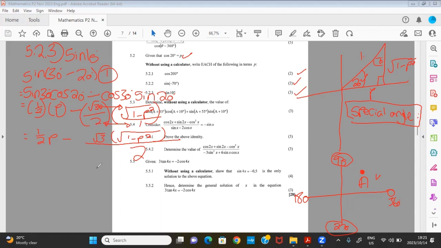Then when it's like this, this is multiplication, so I'll have p over 2 minus root 3 root 1 minus p squared over 2. It's the same denominator, so I can put both of them under one denominator, and I'll have p minus root 3 times root 1 minus p squared. So that's the answer, basically.